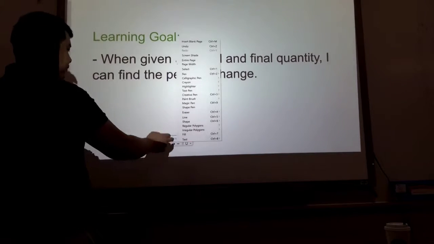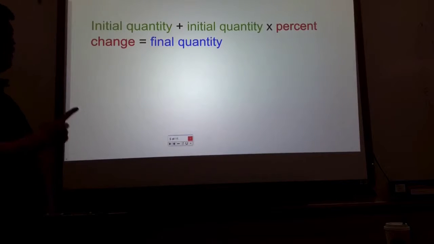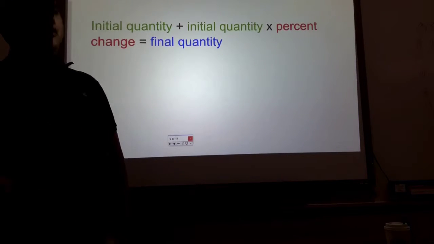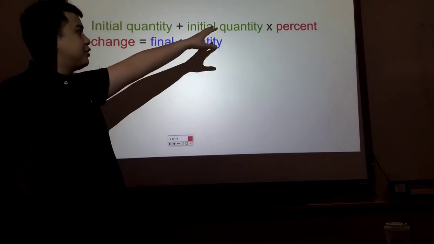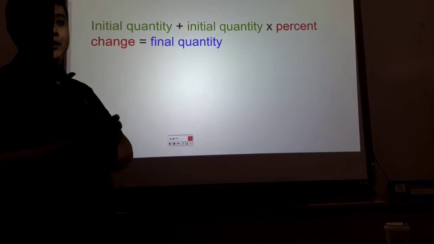Let's get started. The formula for percent change is initial quantity plus initial quantity times percent change equals final quantity. Okay. Initial quantity plus initial quantity times percent change is equal to final quantity, and we'll talk about what that means in a moment.